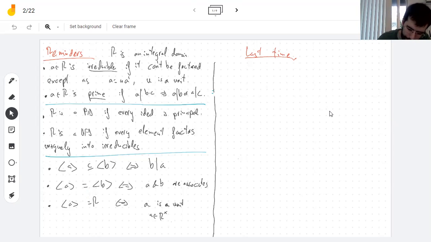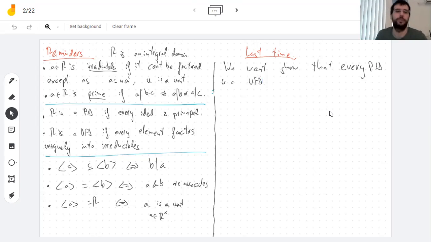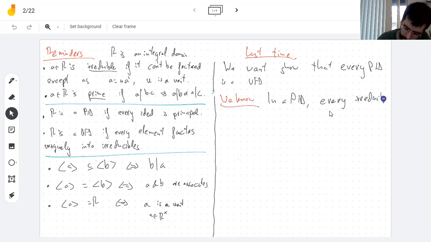So where were we? We want to show that every PID is a UFD. And what we need to show, we already showed two things. In a PID, every irreducible is prime. So in fact, we don't have to care about the distinction between irreducible and prime for a PID.